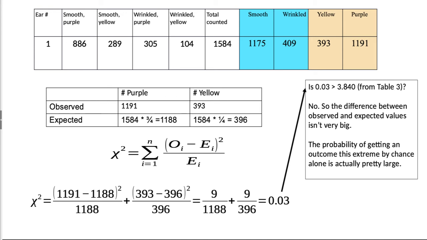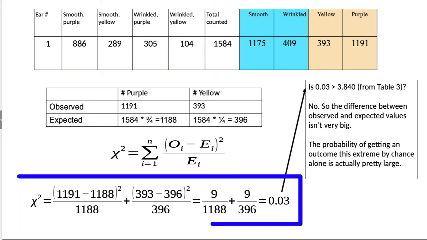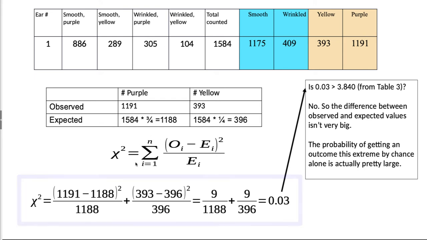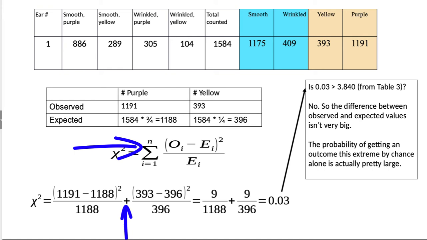Okay, so to do the test, what we're going to do is subtract the expected values from the observed values, square it, and divide by the expected values. And we're going to do that for each of these two categories. Okay, so you can see that I've done it at the bottom here, and because of this formula for the chi-square value, I actually sum them together. And when I do that, I get 0.03.